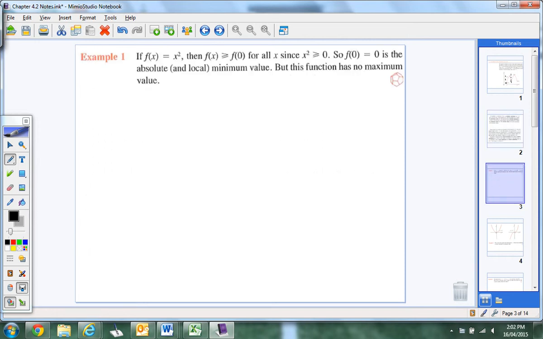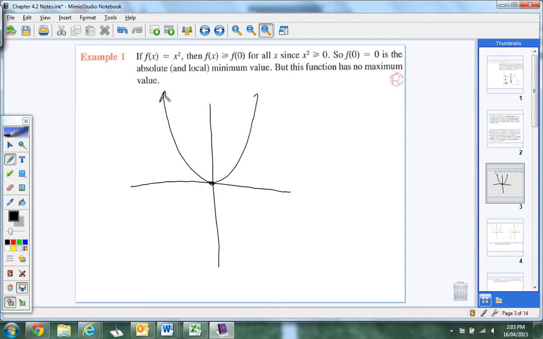All right. So just thinking about x squared. We know what x squared looks like. That's just a simple parabola. Looking at that, it says 0, 0 is the absolute and local minimum, but this function has no maximum. So it's telling me the answer. We're just talking about x squared. So let's understand that. Why is there no maximum?